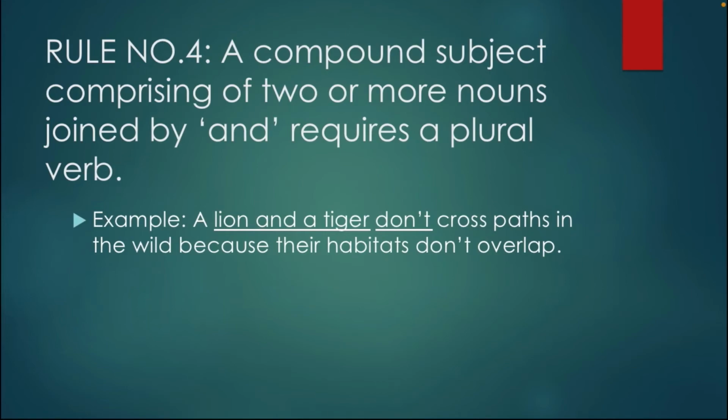And another example is the car and the bike both were vandalized. So the car and the bike were vandalized. Ramesh and Abhishek were absent in class yesterday. So the compound subject there is Ramesh and Abhishek.